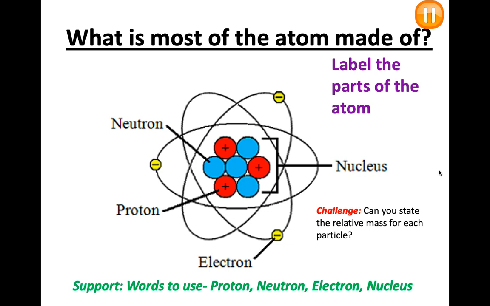The challenge task, which is state the relative mass for each particle. Proton has a relative atomic mass of 1. Neutron, 1, and electron is much smaller, it's 1/2000th.